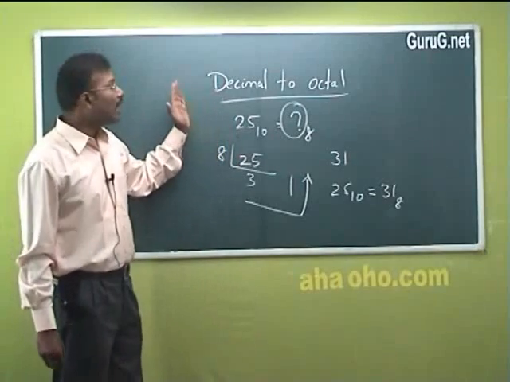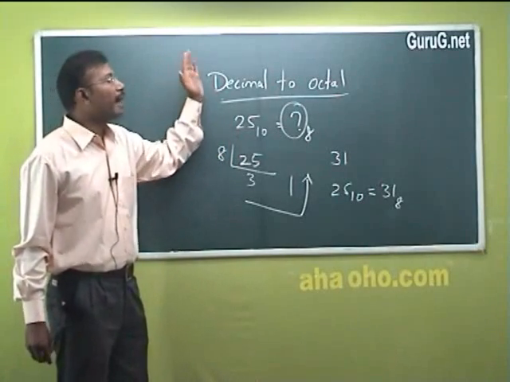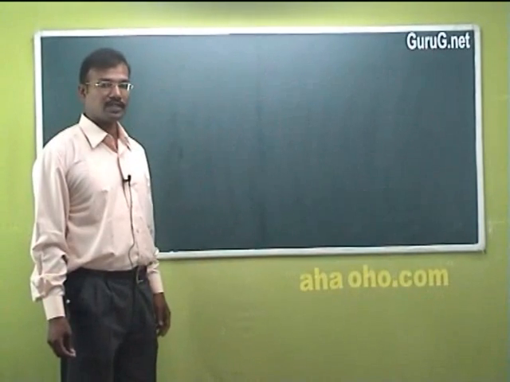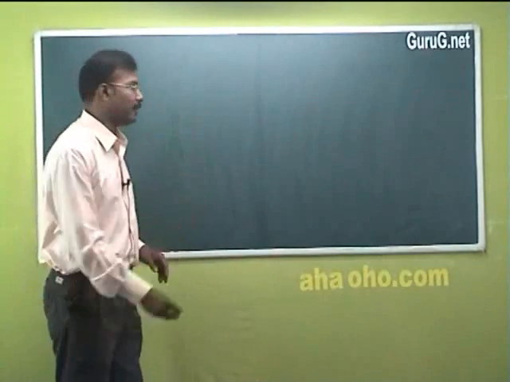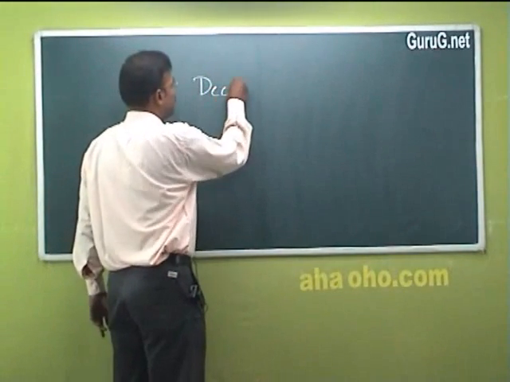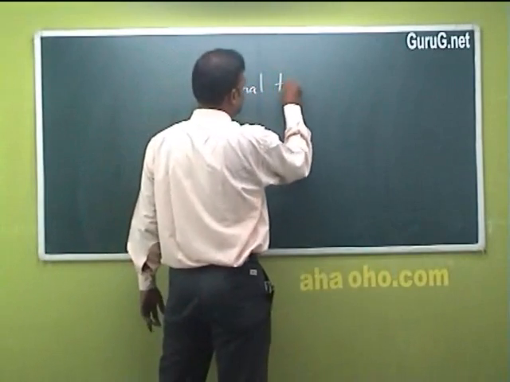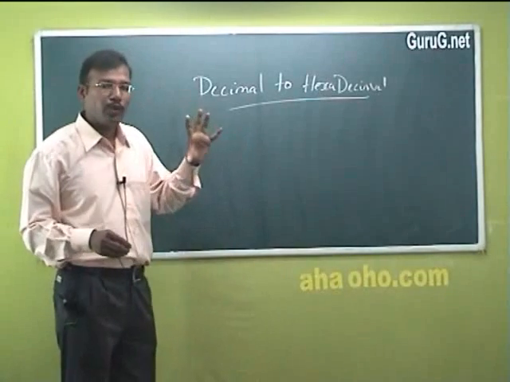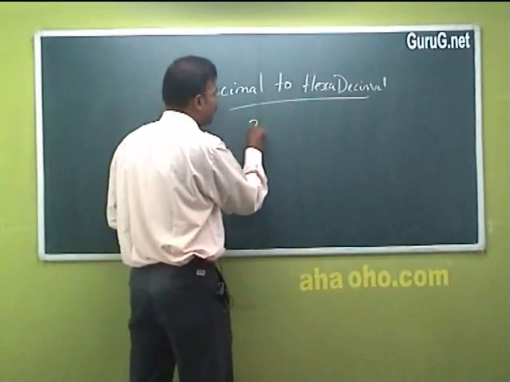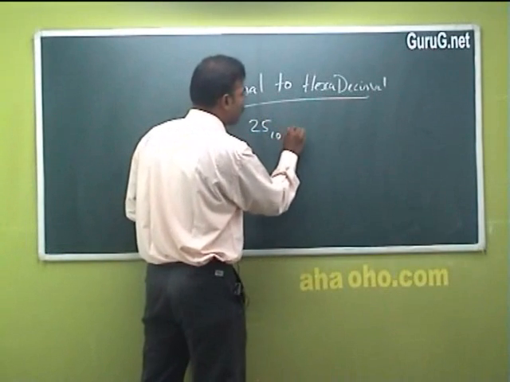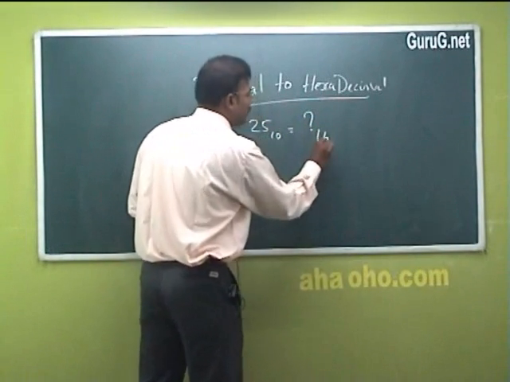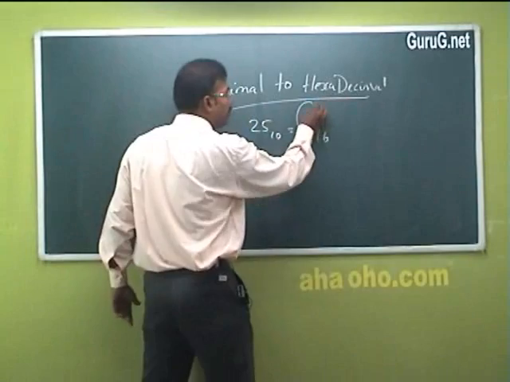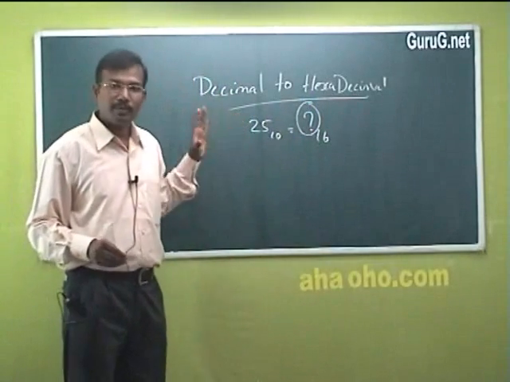Now we are going to discuss how the decimal value can be converted to hexadecimal. This is the next thing that we are going to discuss: decimal to hexadecimal. Now we take the same example which I considered for octal. 25 is the decimal value given as input. Now we need to convert it to base 16. We need to do the same procedure.